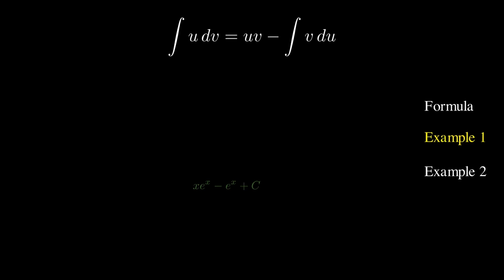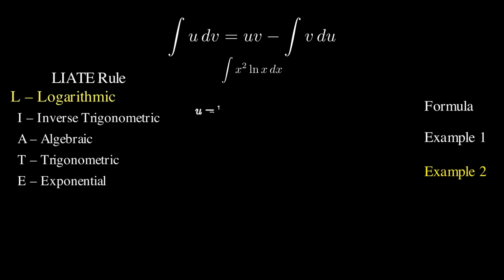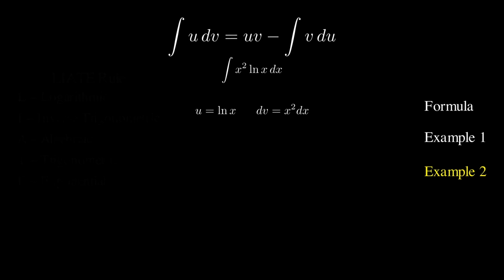Okay, now taking another example, if we have the integration of x squared times ln x dx, we take u as ln x because it is logarithmic, and dv equals x squared dx because it's an algebraic, and the algebraic comes after the logarithmic in LIATE. Okay, now du will be equal to 1 over x dx, and v will be equal to x cubed divided by 3.